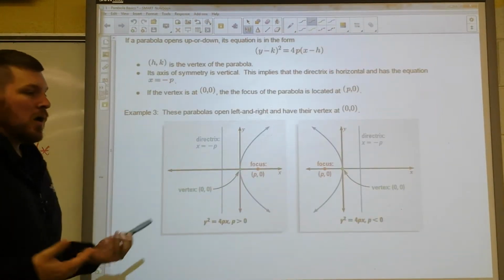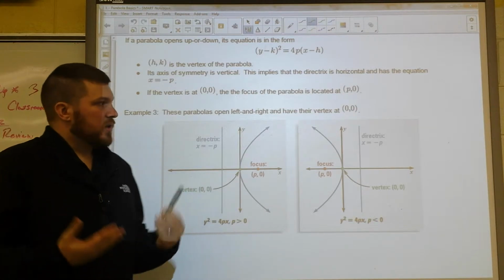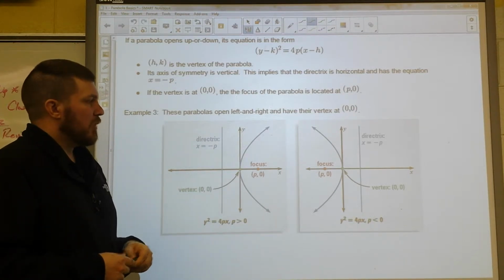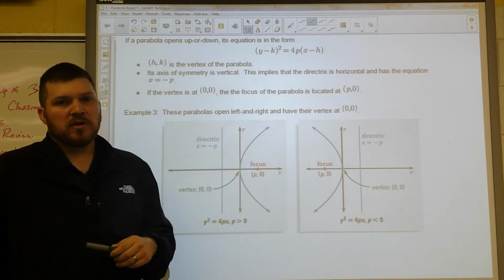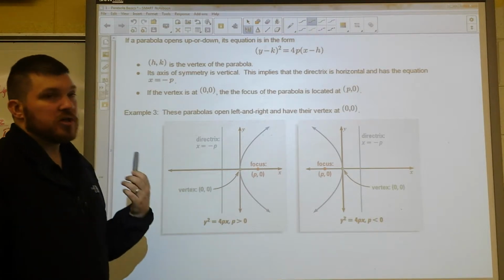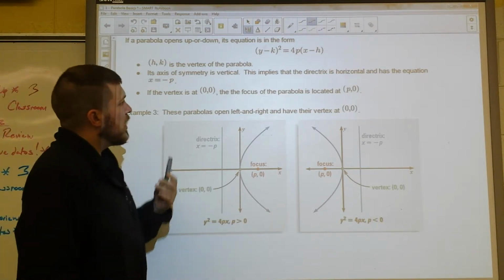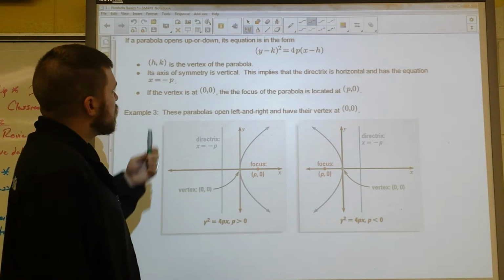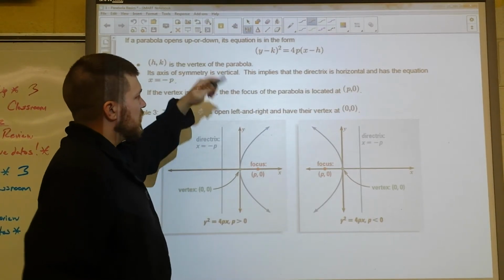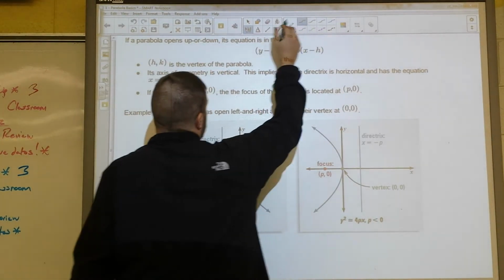Okay? We talked about up and down parabolas. Now let's talk about right and left parabolas. And since the parabolas open up right or left, our equation changes slightly. If the parabola opens right or left, this should say right or left here, so fix that on your paper. That's a typo on my part.